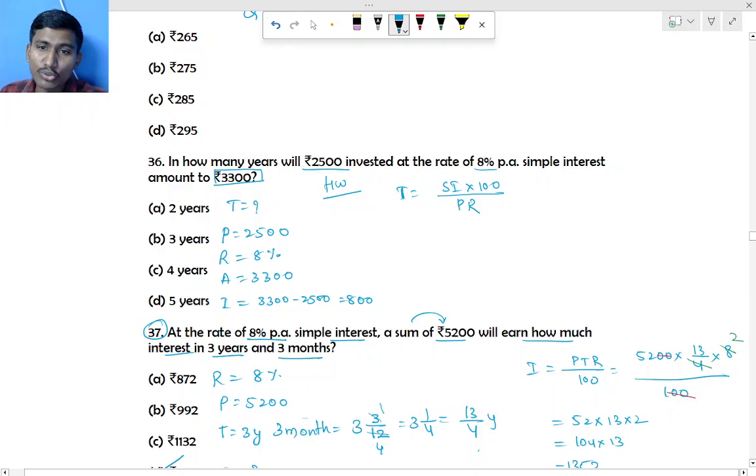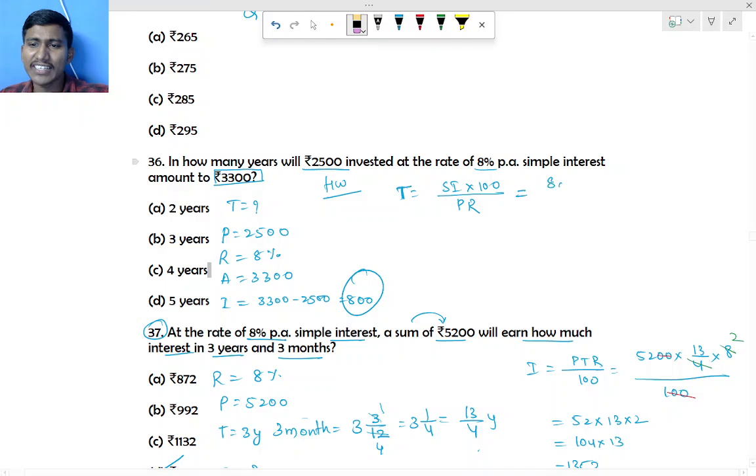So that you have to write in this formula. In simple interest you have to take that as the word interest. So 800 is the interest here. Amount is given, principal is given, interest you have to find first. You will get 800. So that is 800 into 100 divided by principal 2500 into rate of interest 8.